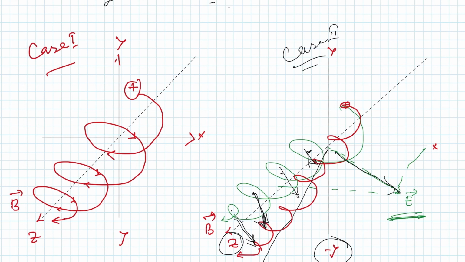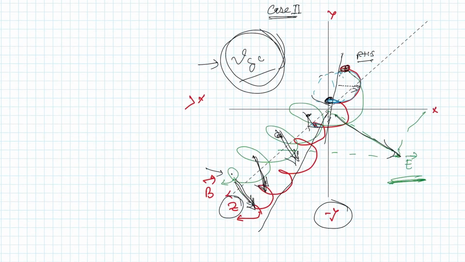So now let me find the general formula for Vc. Vc means the drift velocity of the guiding center, because this guiding center is drifting towards the negative y-axis. So let me find the drift velocity of the guiding center. Before we obtain the formula, let me explain this motion again.